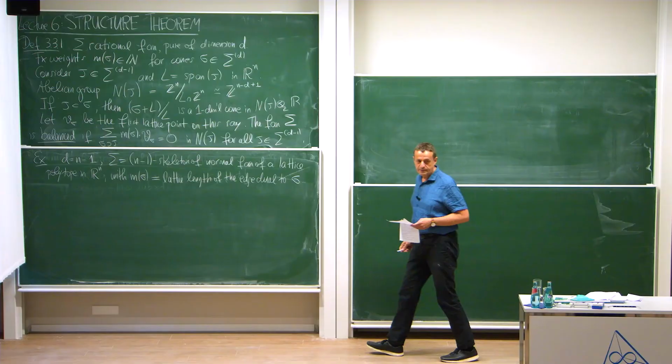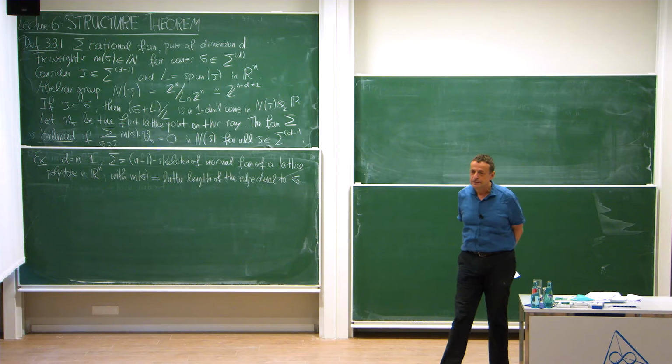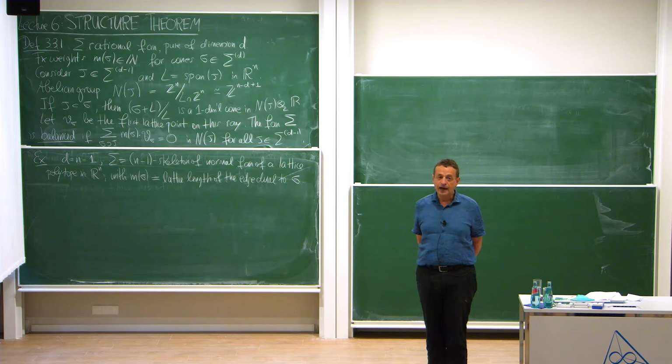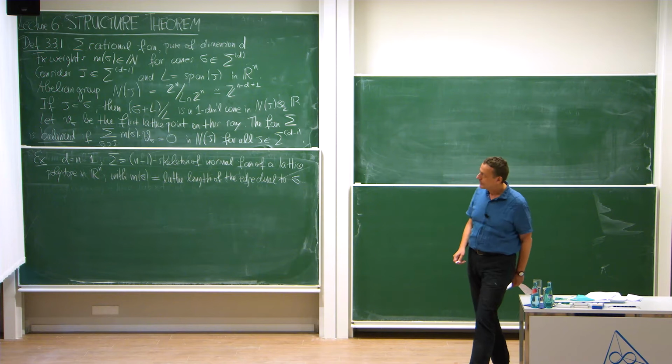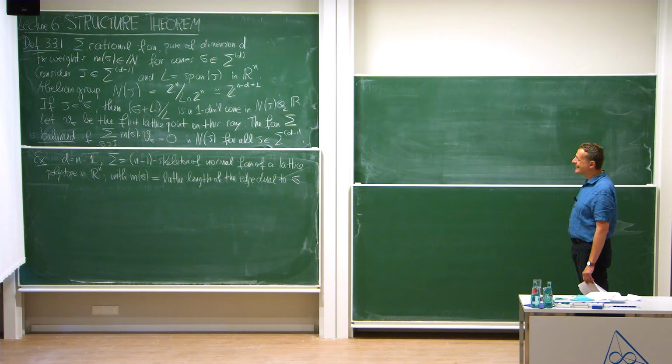So sigma is a codimension one cone in the normal fan, so it's the set of all linear functionals that get minimized at some edge. That edge is the line segment between two lattice points. Just count in between lattice points, there's a lattice length, right? So if there's two guys in between, it has lattice length 3, okay? And that's a positive integer. So I'm going to use that positive integer to assign a weight to this cone sigma.